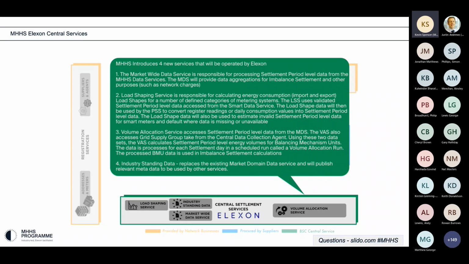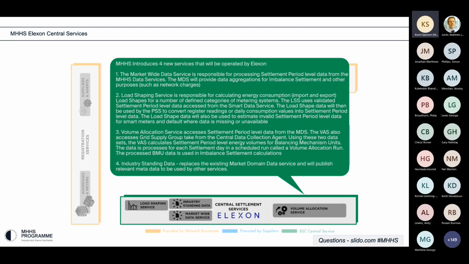And when we say registration service, we're talking about SMOS, which is a subset of MPAS, that's the supplier meter registration service, or the meter point administration service. And that data will also be flowed to all the parties that we've previously talked about, and also be flowed into Elexon Central Systems. So the market-wide data service will add up all the data, and it will pass that data through to the volume allocation service for the onward calculations.